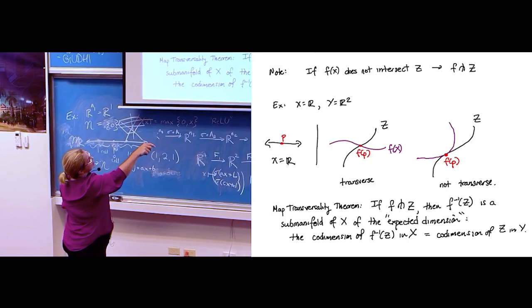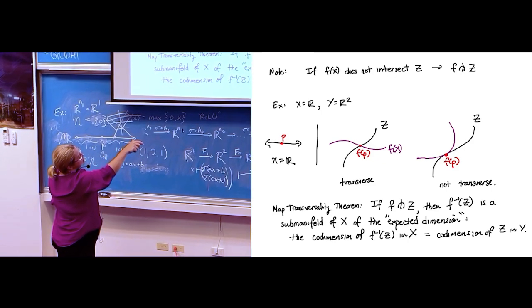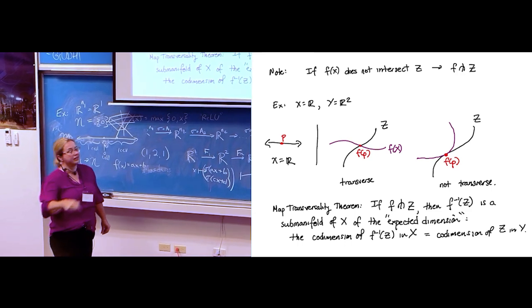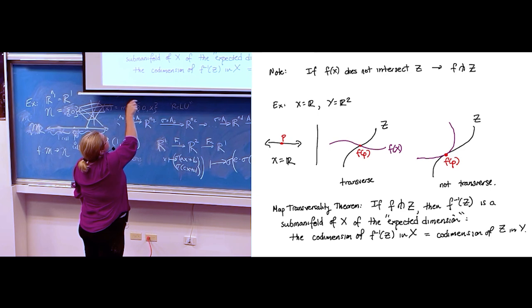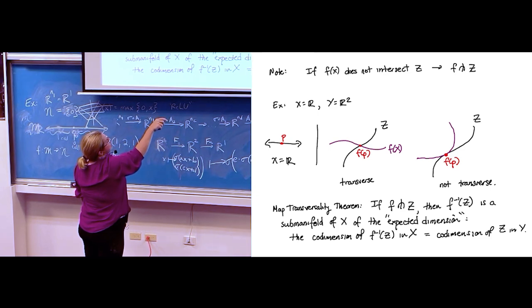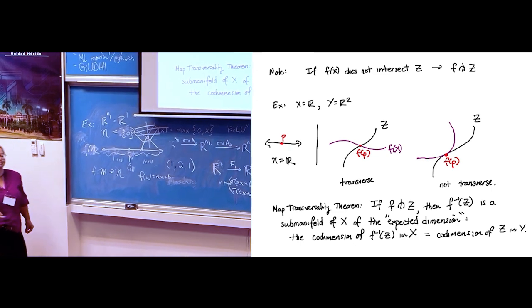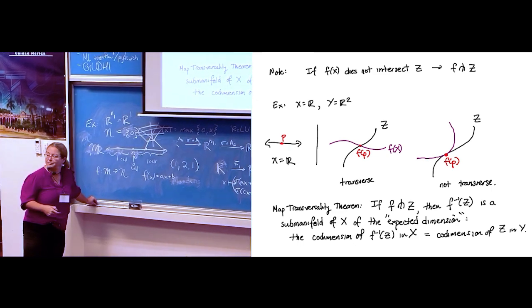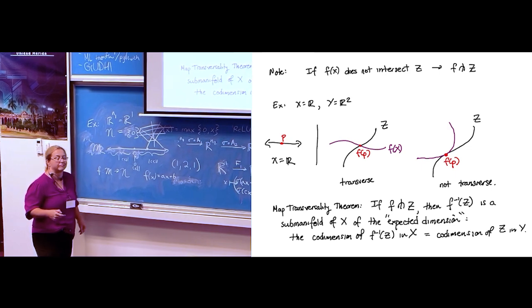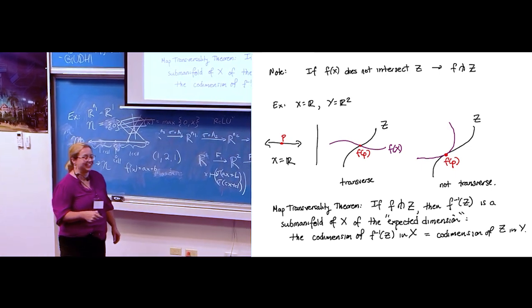Whereas like this situation, where you don't cross Z, this is not transverse, because the tangent space here to the push forward tangent space is parallel to the tangent space for Z. So you don't get the full two-dimensional tangent space. Questions? Yeah.